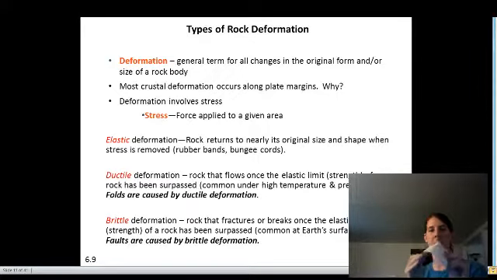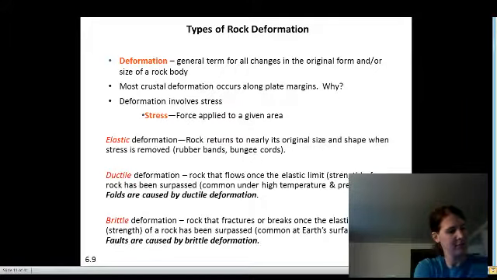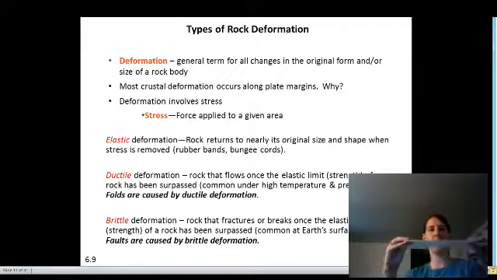So if I took this piece of paper and applied a bit of stress and then stopped the stress, it would bounce right back. That's elastic. But if I applied a stress and then stopped applying it, and my rock has met its elastic limit, it'll stay here. This is ductile deformation. And brittle deformation is where the rock would eventually reach its elastic limit and then break somewhere along this folding section here.